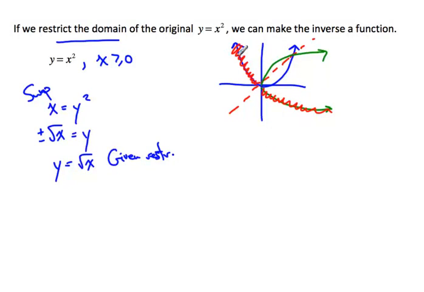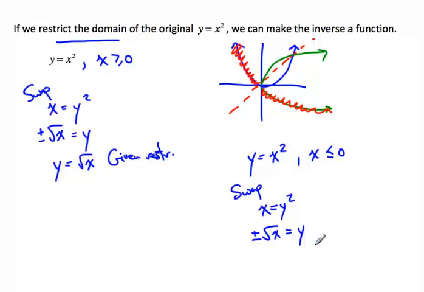I could equally well have chosen to keep the left side and get rid of the right side of the original parabola. That would mean that I was starting from this, y is equal to x squared, where x is less than or equal to 0, and then I just follow the same process. If I swap x and y, I get x is equal to y squared, take the positive and negative square root of both sides, I get this, but now given the restriction, I'm going to only keep the negative half, because I've started from the left side of the parabola, and to get the reflection in the line y is equal to x, I have to keep the bottom half. So I get y is equal to the negative square root of x.